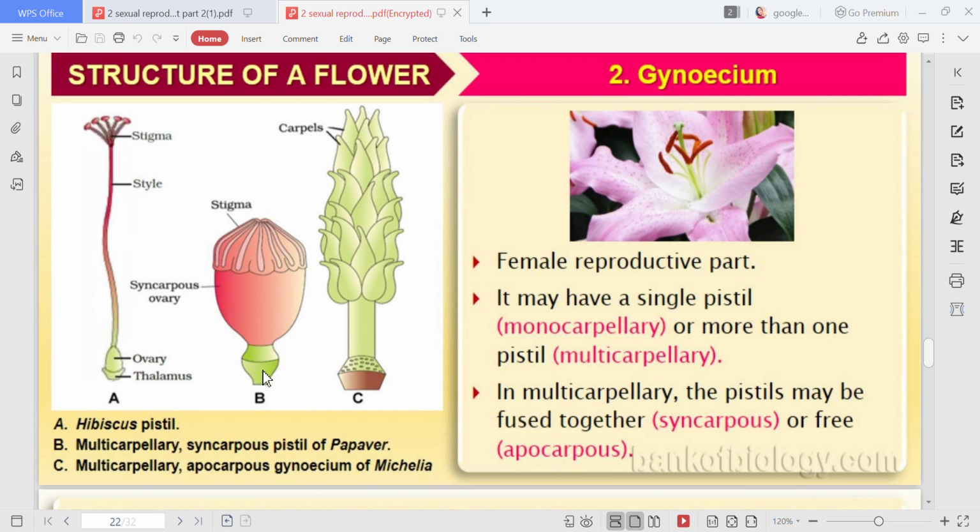Okay, B is the example of multicarpellary and syncarpous pistil of papaver, and C is multicarpellary apocarpous gynecium in Neisselia. These are the carpels. Why apocarpous? They are not fused. Here syncarpous means they are fused together, right? So syncarpous is the term when we say that they are fused together, and apocarpous that they are free, they are not fused. So you see, in multicarpellary the pistils may be fused together. The term we use is syncarpous, or free, the term we use is apocarpous.